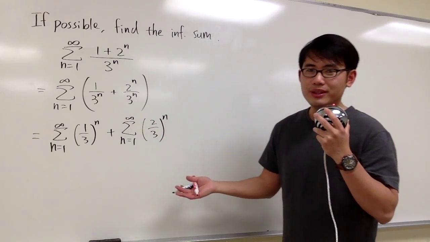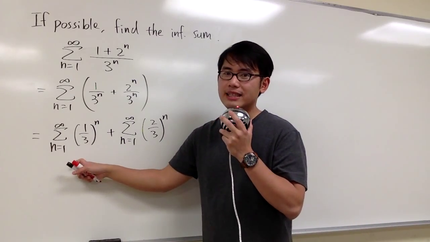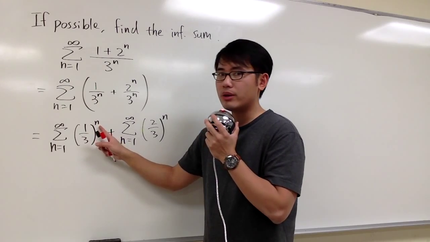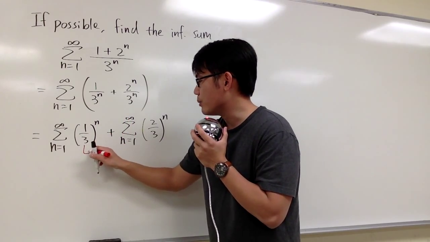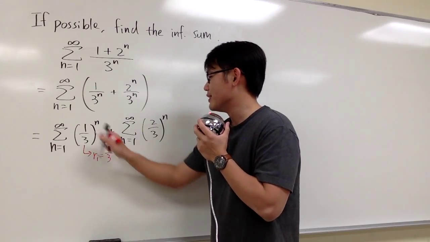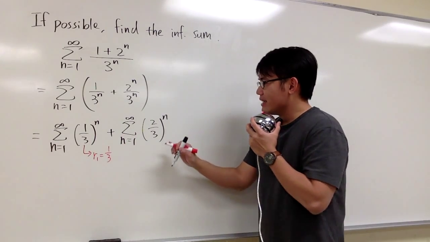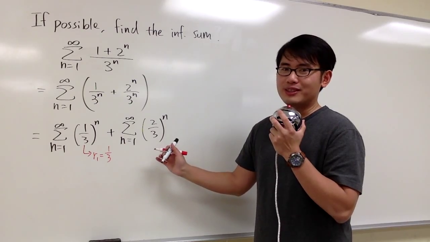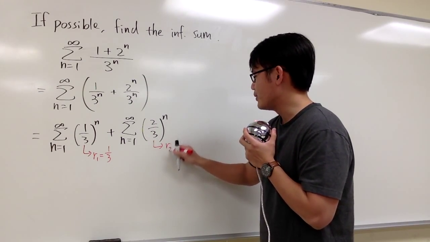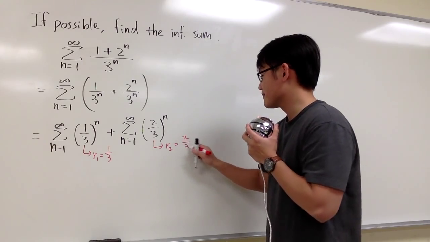The reason for us to do this is that we can be sure that this right here is a geometric series. When we have a number raised to the nth power, we also know that this will be the common ratio. I will write down R1 because this is my first geometric series. The second one is also a geometric series, 2/3 to the nth power. I'll write down R2, which is 2/3.